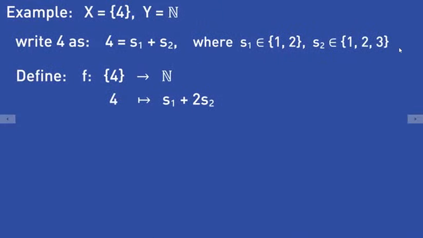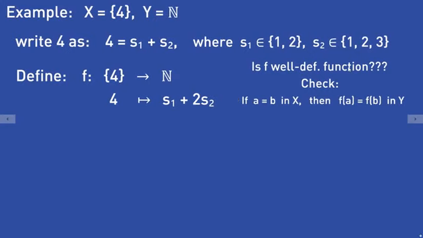We have a relation f between X and Y. f does the following thing. It takes a look at the numbers s1 and s2 in the representation of 4, and then it maps 4 to s1 plus 2 times s2. We want to check if f is a well-defined function. So we have to check the following thing. If a is equal to b in X, then f of a is equal to f of b too.